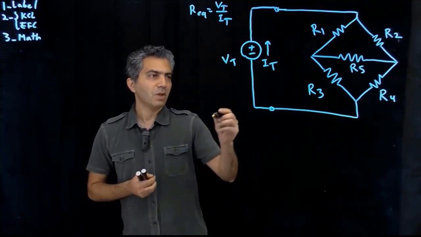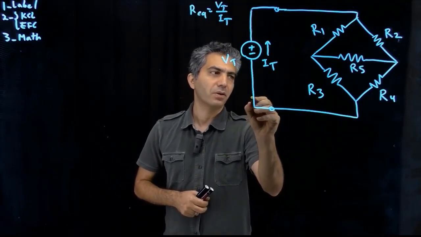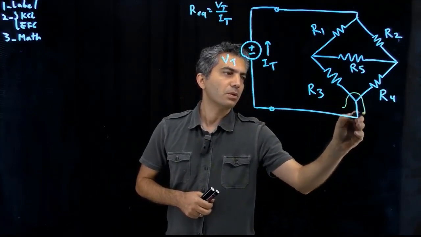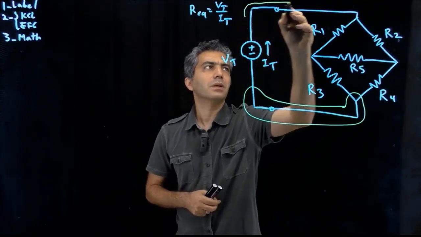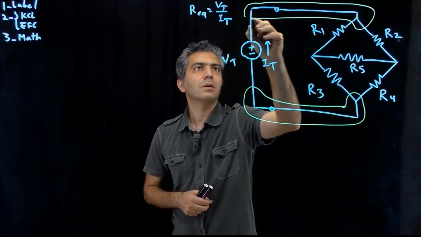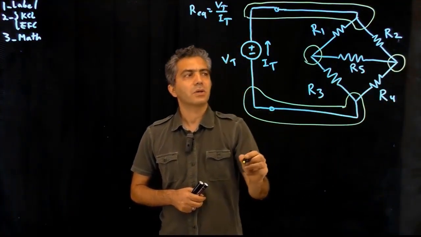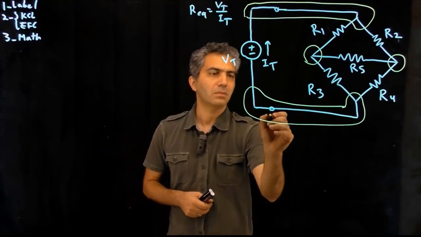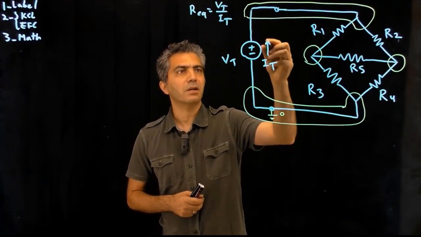So we're going to start labeling the circuit. So I identify all the nodes. So this would be one node. This whole thing obviously is one node. This would be another node. This is another node, and that's another node. And now I start naming the nodes. I'm going to assume this one is my reference, the ground.